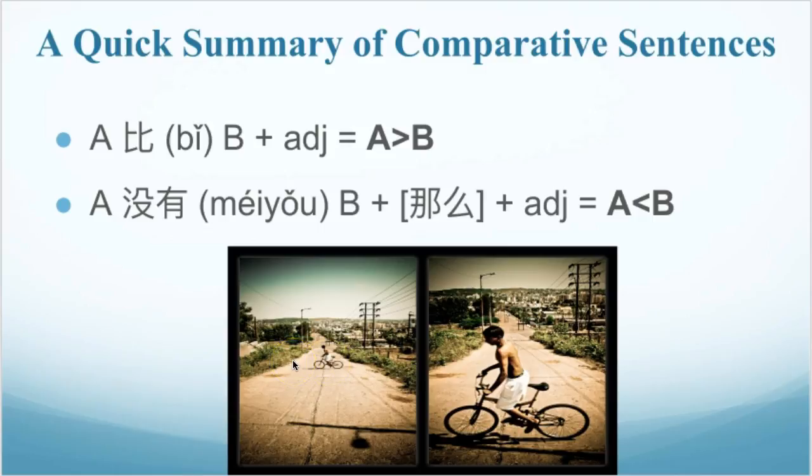What if I want to say he's not as far away? I can say boy A 没有 boy B 远, right? So meaning boy B is further away. Or I can say boy B 没有 boy A 近, meaning boy B is not as close as boy A, which is true because I'm standing right next to boy A.